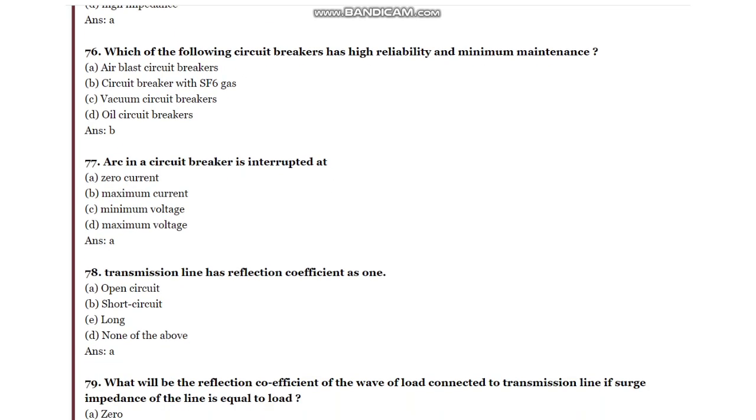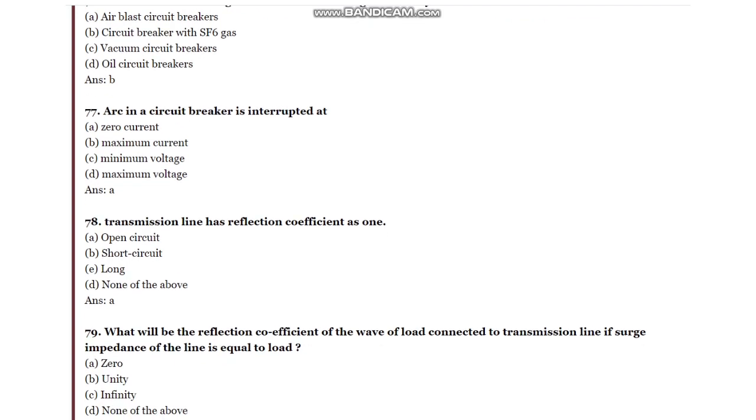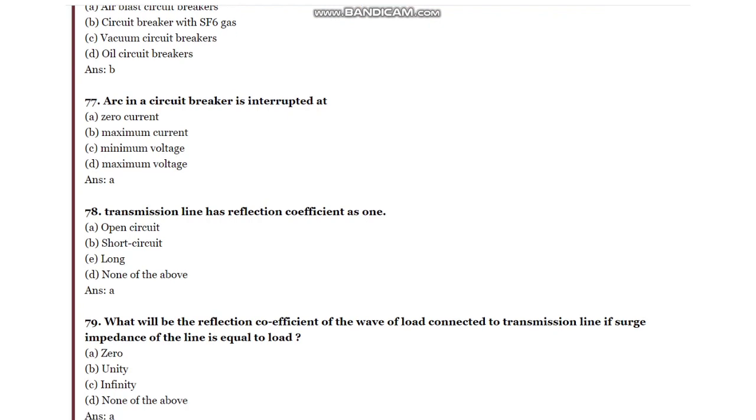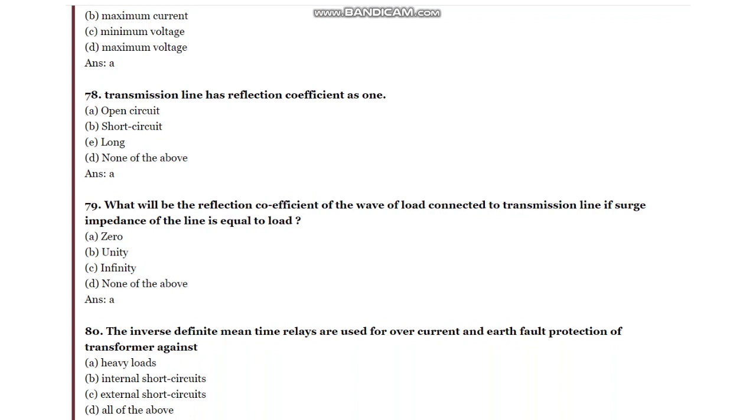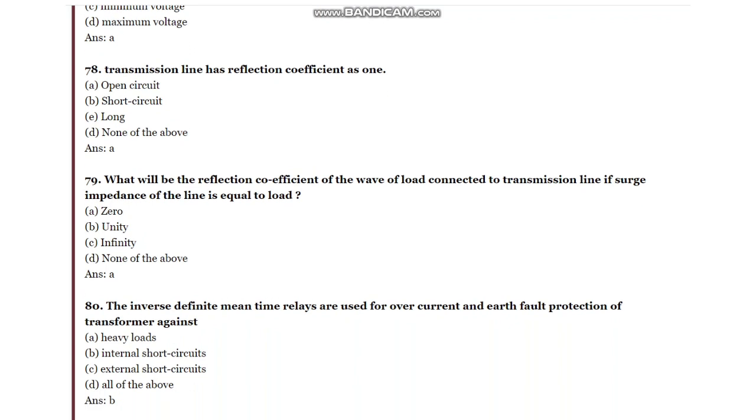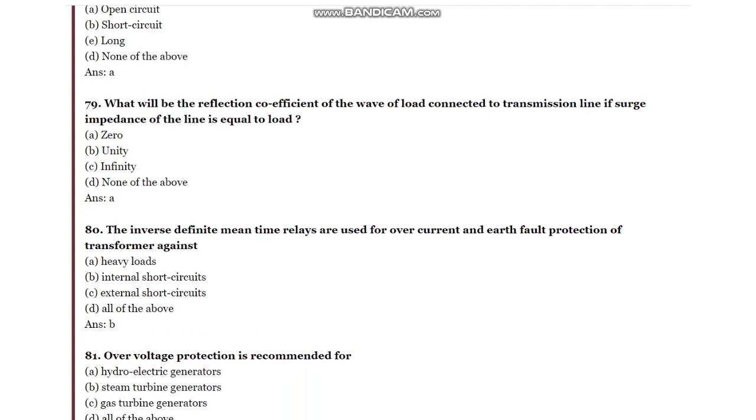Question number 76 is which of the following circuit breakers has high reliability and minimum maintenance? A circuit breaker with SF6 gas has high reliability and minimum maintenance. Arc in a circuit breaker is interrupted at zero current. Transmission line has a reflection coefficient of 1 in open circuit.